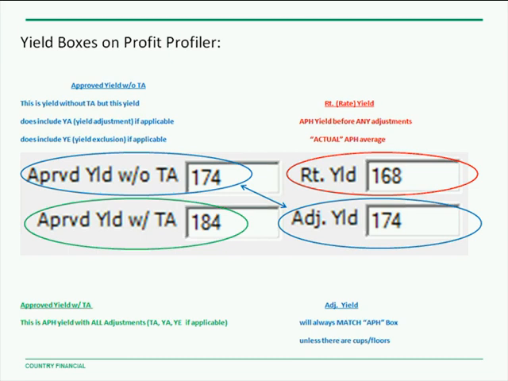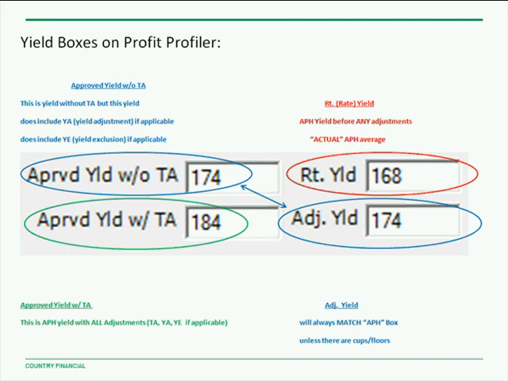And you'll notice I have this blue arrow going back and forth between the top left and the bottom right, because these always should match with the exception of cups or floors, but in my example here there's no cups or floors, so I would put the 174 also in this adjusted yield box down here on the lower right.